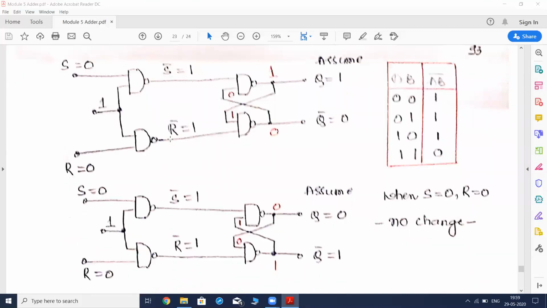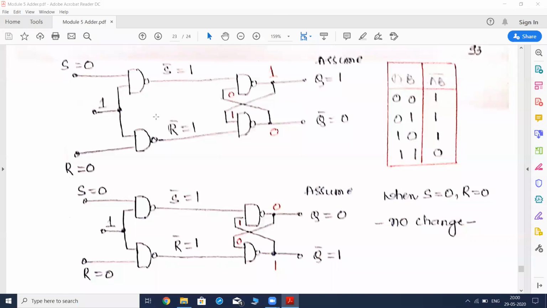Next, we need to discuss the gated SR latch. In order to discuss it, it is constructed using NAND gates, as we all see now.